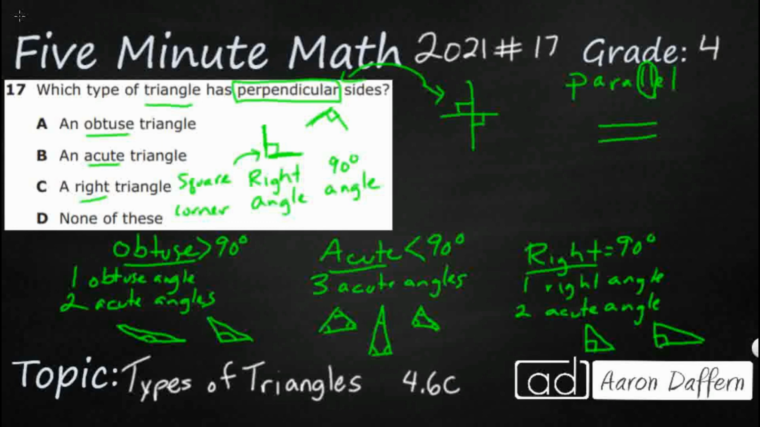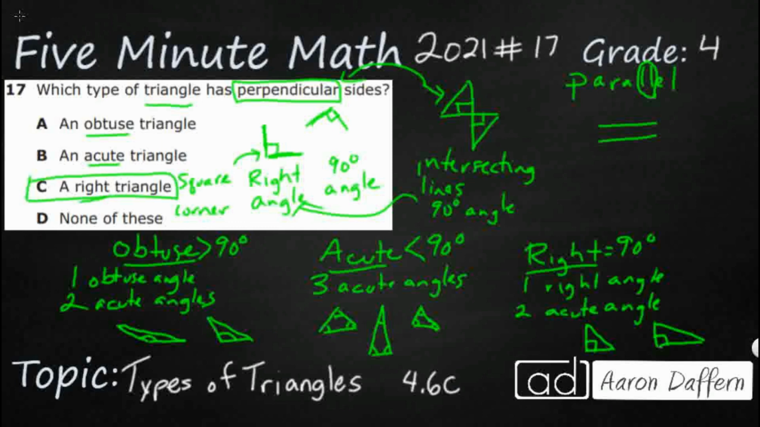So intersecting lines that form a 90-degree angle. And we know what makes a 90-degree angle. It is this right angle. So these are right angles right here, which means we could turn these intersecting lines, if we wanted to, into 2 triangles. And our answer here is C, right triangle.